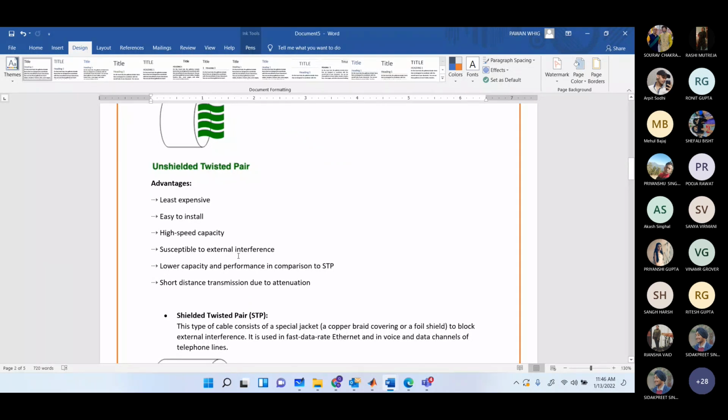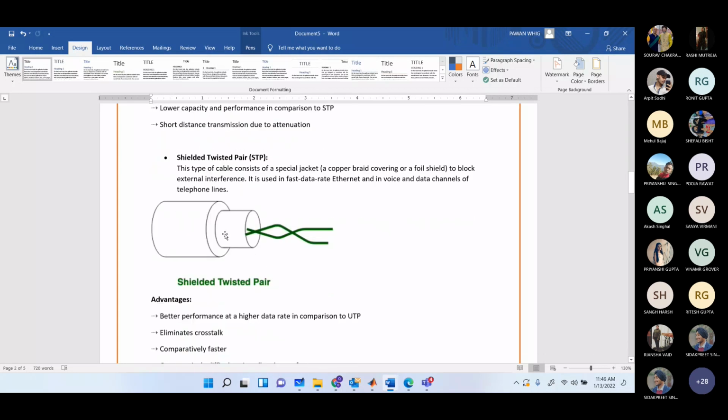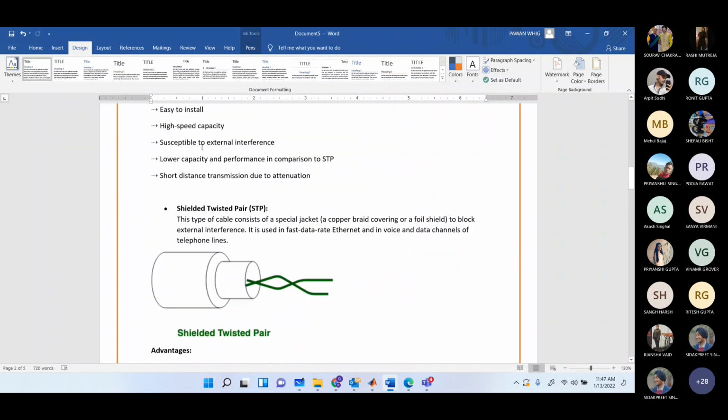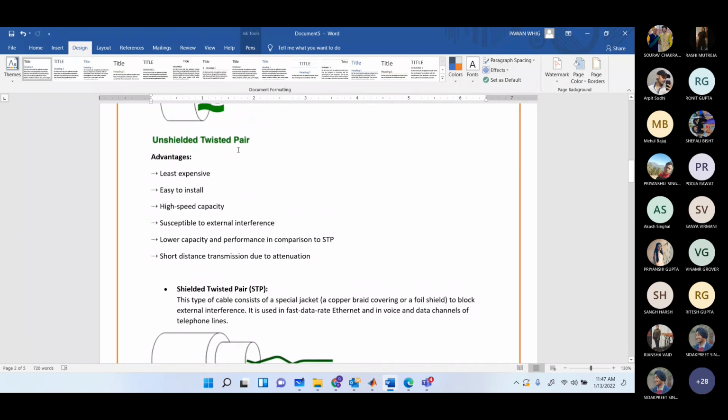least used, but it gained popularity when it was discovered. But once an alternative like STP was created, it lost some of its charm. But still we are using it somewhere where the distance is less, and where we have to make the system cost effective. We use unshielded twisted pair.